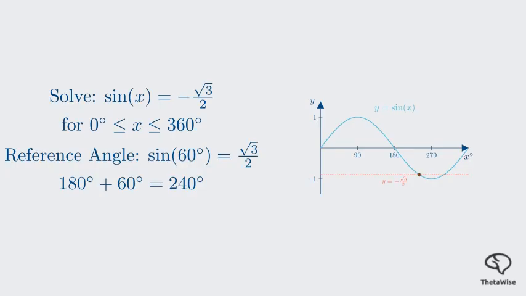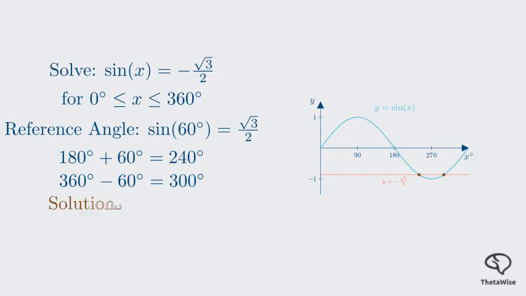Following the symmetry of the graph, our first solution in the third quadrant is 180 plus our reference angle, which is 240 degrees. And our second solution in the fourth quadrant is 360 minus the reference angle, giving us 300 degrees. By using the graph alongside these exact values, you can solve these problems without even touching a calculator.